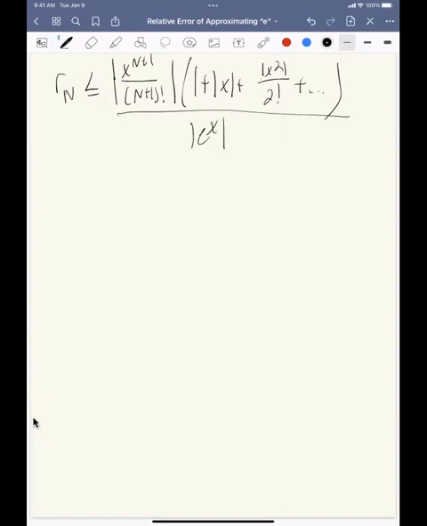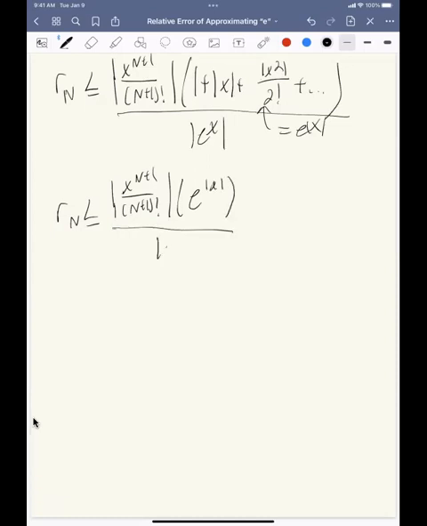And we have our absolute value of x there. But remember, x is greater than 0. We have one more step before I get to that point. So we have, let's move this down a little bit, Rn is less than or equal to the absolute value of x to the n plus 1 over n plus 1 factorial. And then, what is this though? Well, that's exactly just the Taylor series of e to the absolute value of x. So this is times e to the absolute value of x over the absolute value of e to the x.